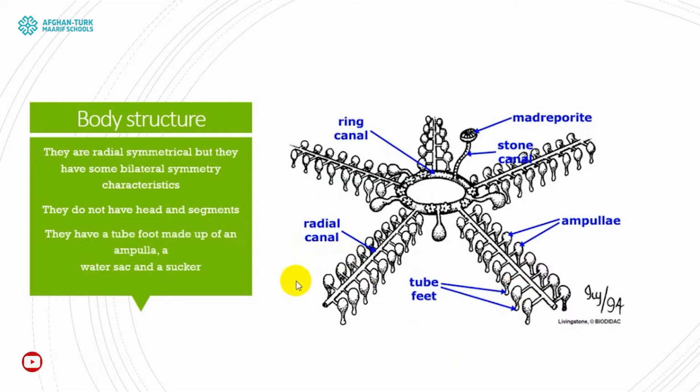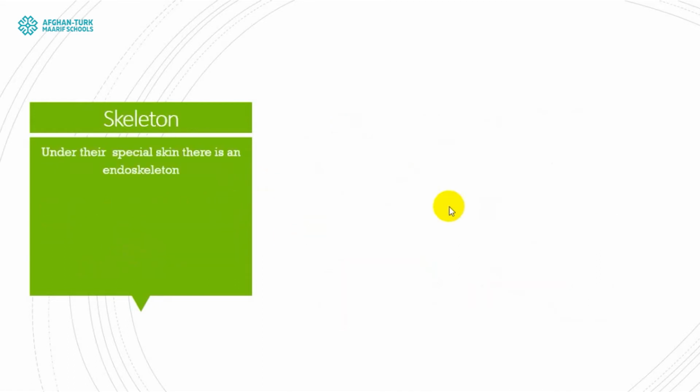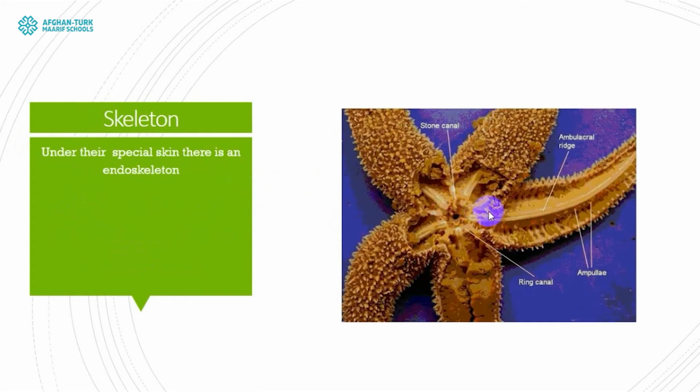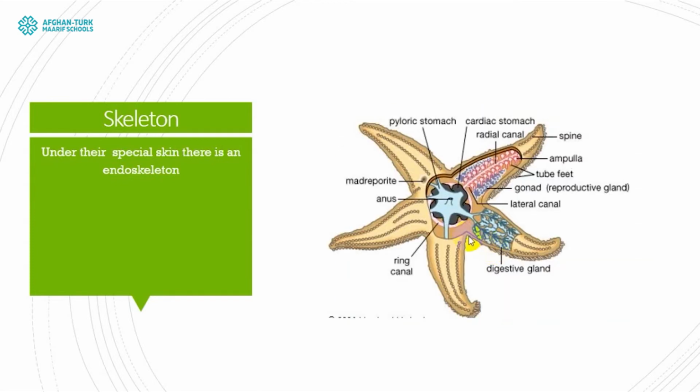About their movement, we can say that they got tube-like feet, which are made up of an ampulla, water sac and suckers, by which they are sucking or absorbing water, and this water gives them the ability to move. About their skeleton, we can say that they got a really interesting structure for their bones. Under their really special skin, they got bones as well. And their bones are like an endoskeleton. It means they got an internal skeleton structure.